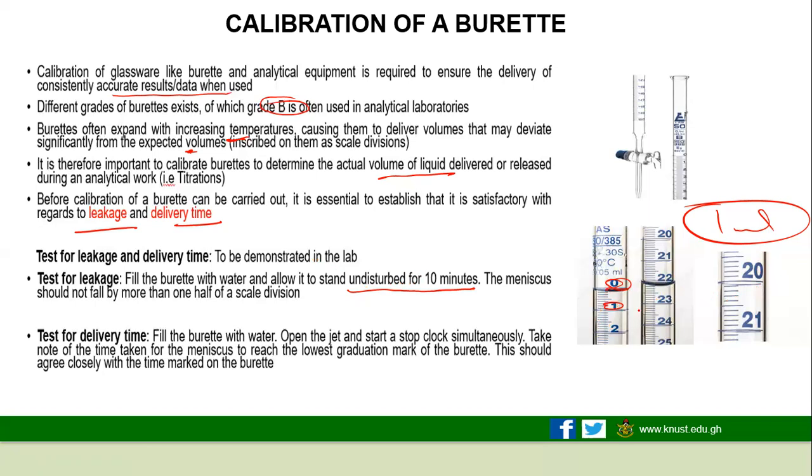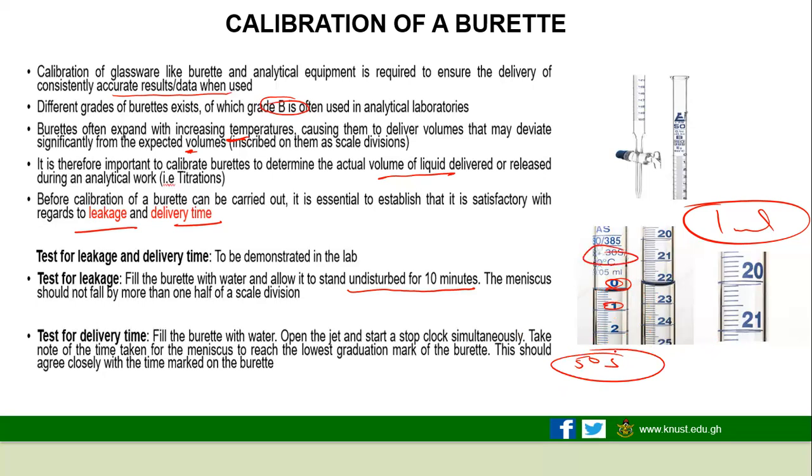And so what do we do? We fill the burette, adjust it to the 0 mark, and then open it fully while simultaneously starting a stopwatch. And then we check the time where the water will fall to the lowest mark. The lowest mark on the burette is actually 50. Yeah, so where it reaches the lowest mark, and then we check the time it got there. If it's 10 seconds or 50 seconds, we compare it to that which is on the burette.